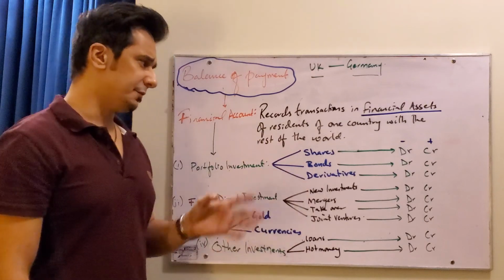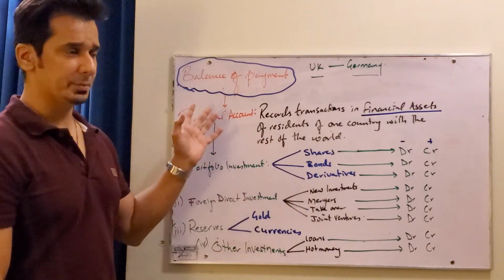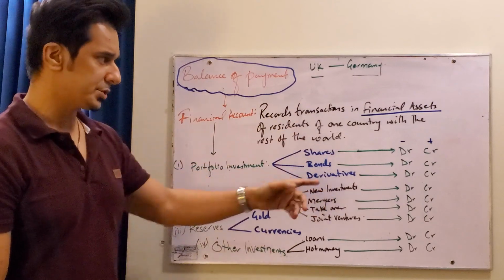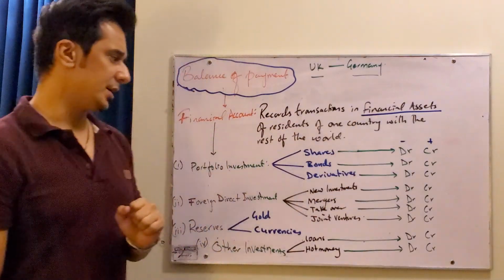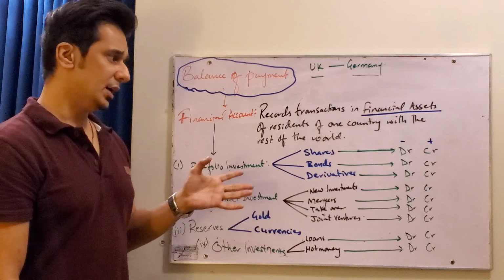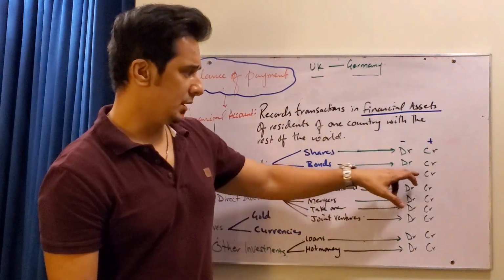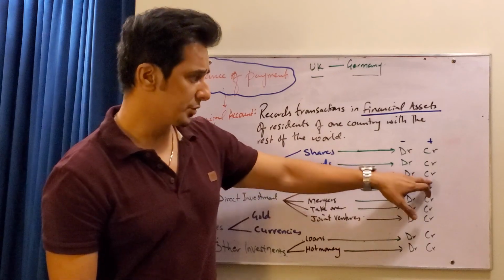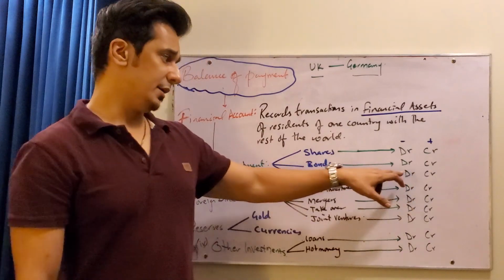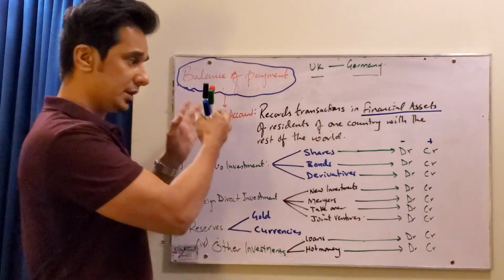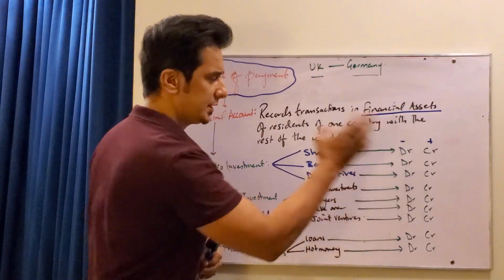Similarly, if foreigners buy German bonds, that would be considered a credit transaction. Similarly with derivatives: if that's an inflow, it would be treated as credit. And if it's going out of the country, say they're buying it in the other country, that would be treated as a debit.